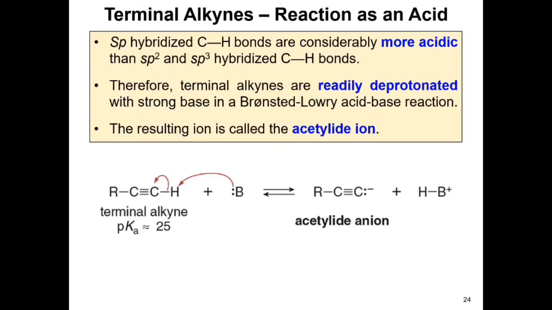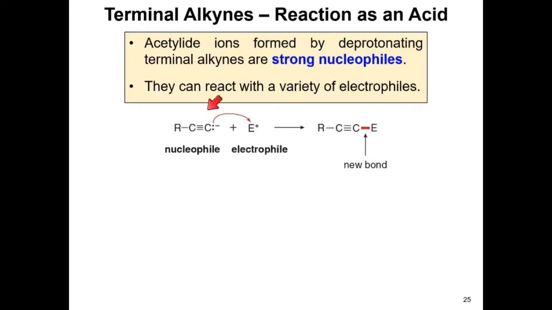Here's an example. So we have a terminal alkyne in which the pKa is about 25. Any base with a conjugate acid that has a pKa greater than 25 will be able to deprotonate this hydrogen atom. And this results in the formation of the acetylide anion. The acetylide anion that was generated can now act as a strong nucleophile, reacting with a variety of electrophiles, and this results in the formation of a sigma bond.